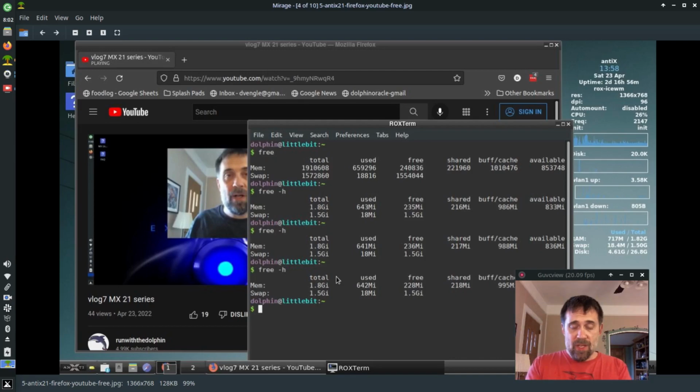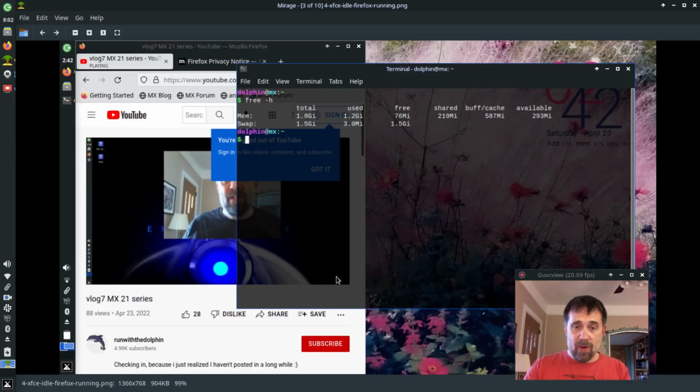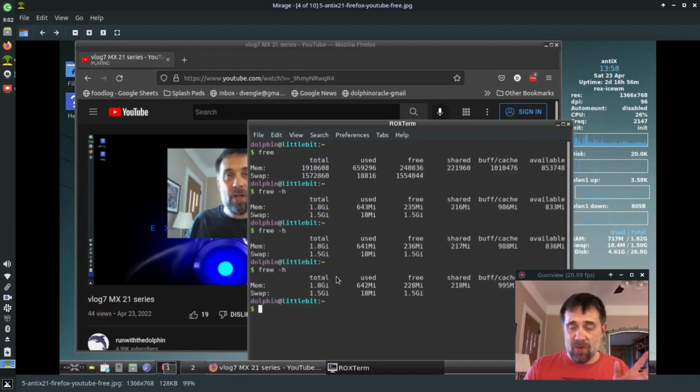So this is running 640 megs of RAM. Now remember, XFCE was 1.2 gigabytes, so about half, give or take, as far as RAM usage.